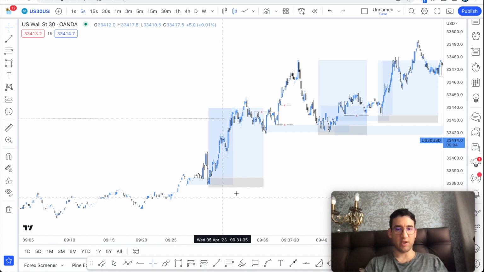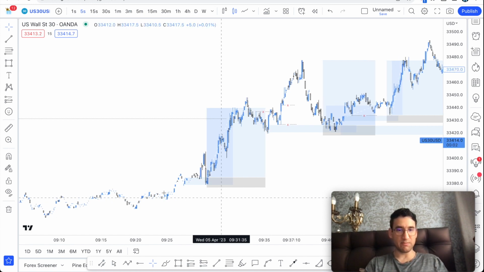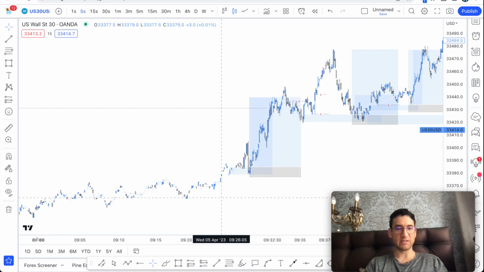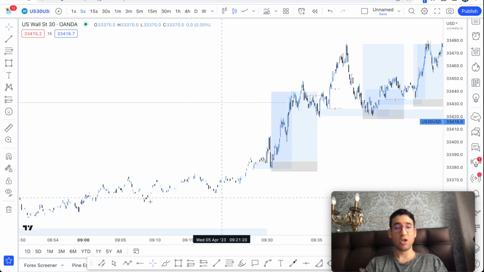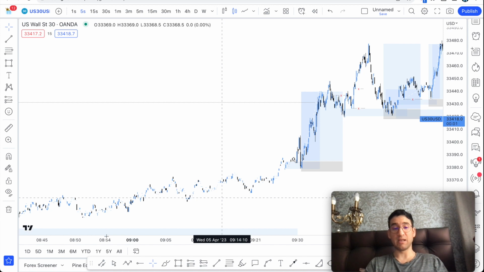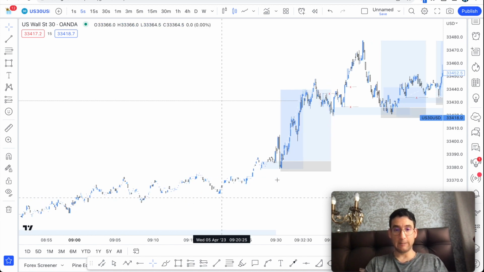Let me just show you right over here. As you can see, price has been bullish for some time, obviously on the 5 seconds, all the way starting from this low here. We see that price did respect this demand zone here, and it kept pushing bullish, giving us beautiful order flow.